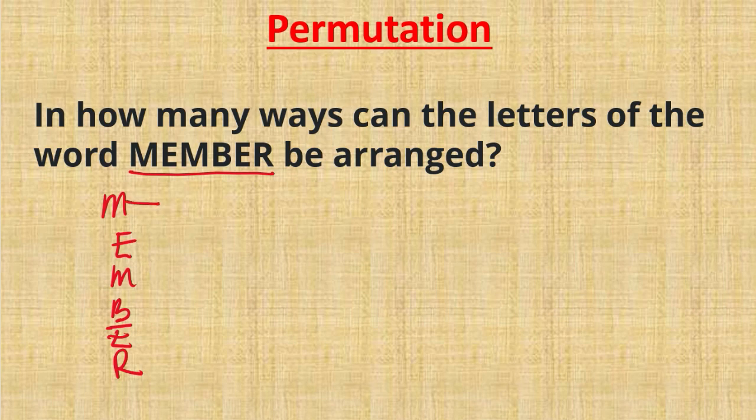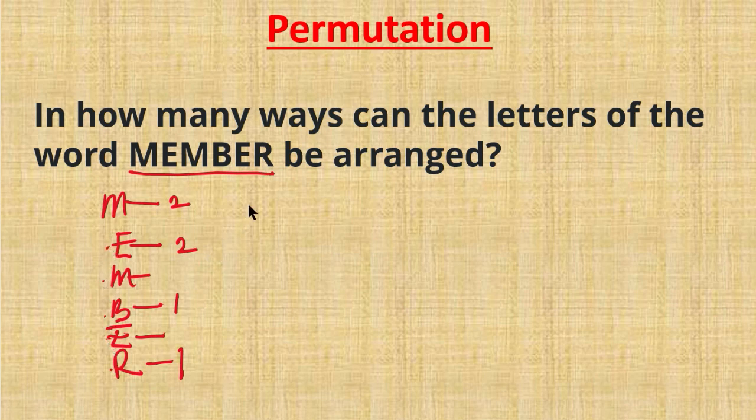Now for the M, we have how many M's? 2 M's. That's 2. Now for the E, we have how many E's? 2 E's. For the B, we have 1, and for the R, we have 1. The first thing is, how many letters do we actually have in member? I have 1, 2, 3, 4, 5, 6.